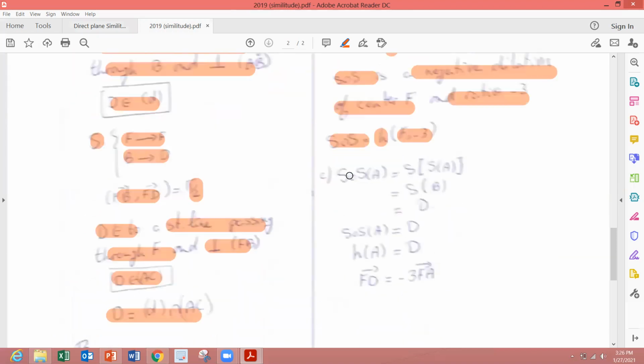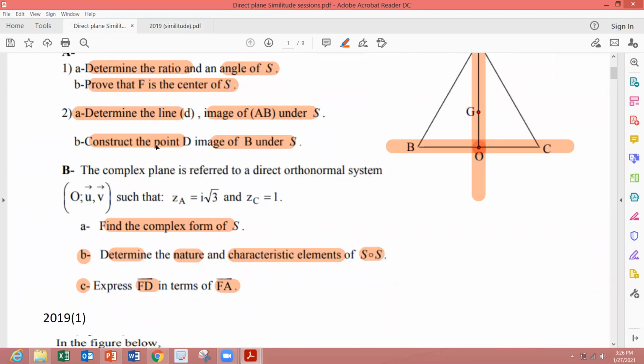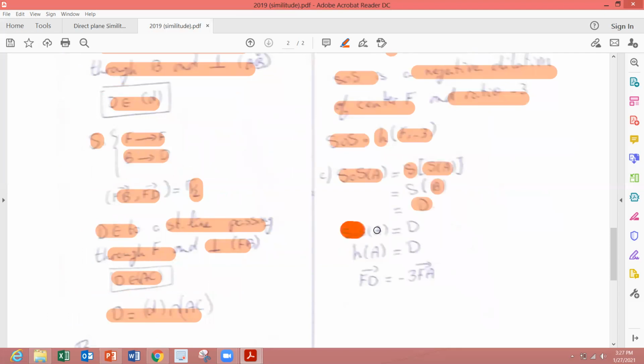So S round S of A is S of S of A. S of A gives B, and S of B is D. This D is also given, as we proved here when we constructed the point D, the image of B. So S round S of A equals D. S round S, which is H, of A equals D. It turned out H is a negative dilation with center F, so I can say FD equals minus 3 FA.